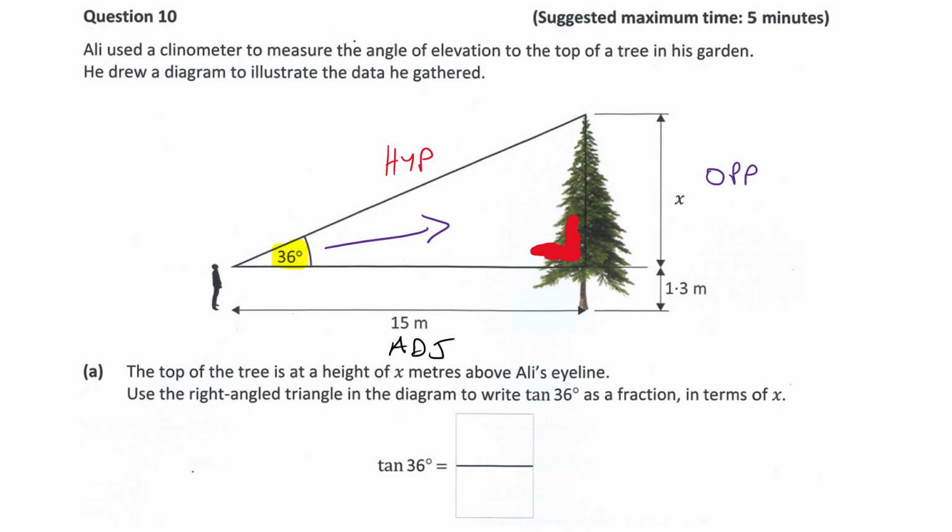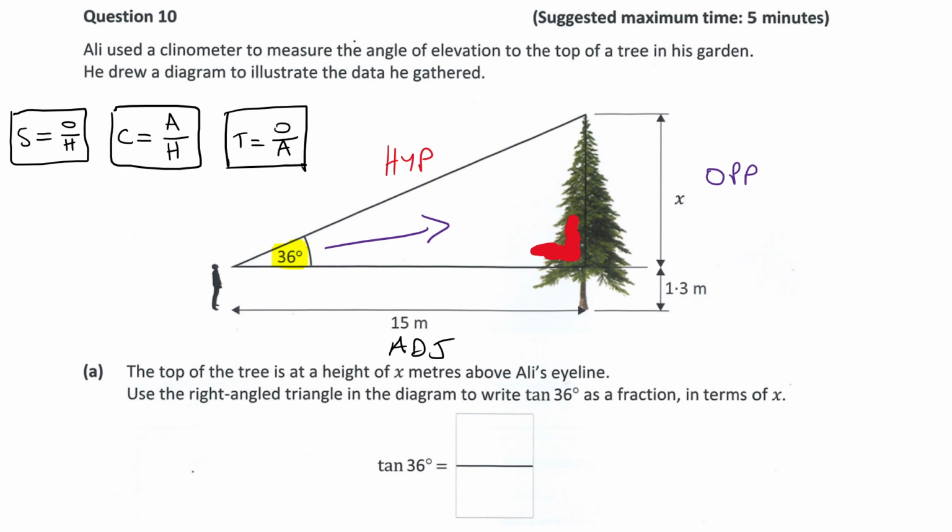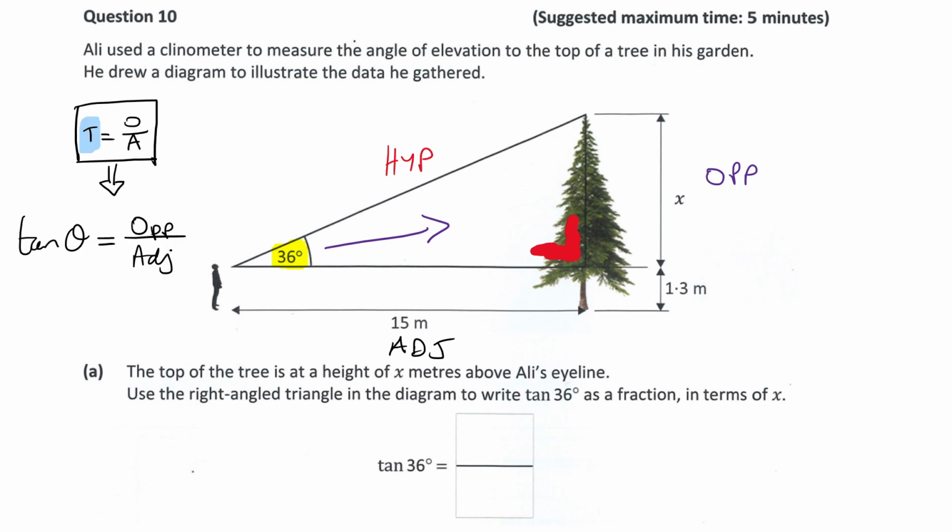Okay, so after that in these questions, you do your trig ratio mnemonic that you remember. SOH CAH TOA. We're only interested in tan, so you need to know that tan of the angle is equal to the opposite over the adjacent. So the reference angle that we're using here is the 36, that's why it's down here. So tan of 36 is equal to the opposite side over the adjacent. The opposite is X and the adjacent is 15, and that is your answer in that question, X over 15. So that is part A done.